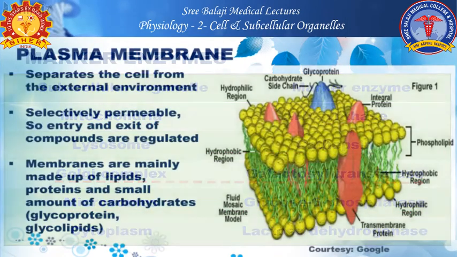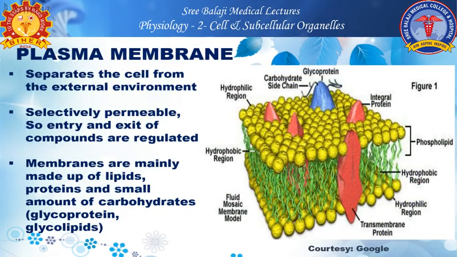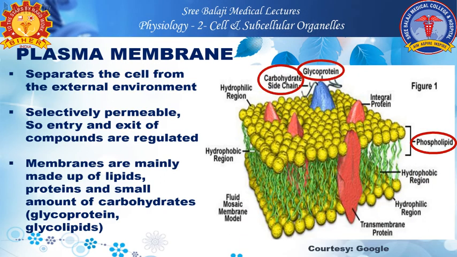Now the plasma membrane. The membrane separates the cell from the external environment. It's selectively permeable. Selectively permeable means only certain substances can be allowed in and out. Not like every substance can freely enter and exit. Only whatever required substances at that point of time will be allowed to pass across the membrane. That is regulated. What is a membrane made up of? It is made up of lipids, proteins and carbohydrates. That means glycoproteins and glycolipids.